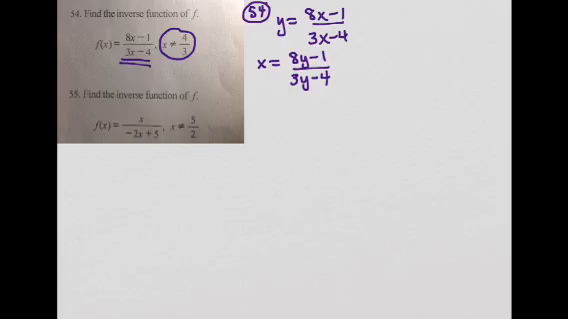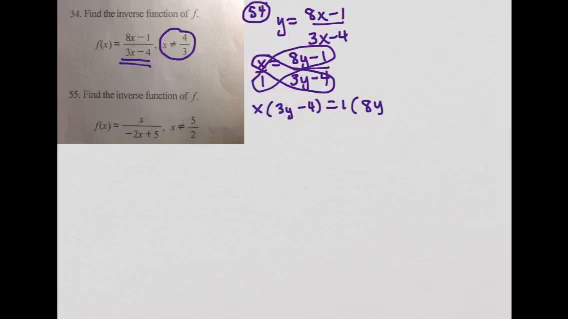Okay, so now our goal is to get the y's together to solve for y, right? So I'm going to make this into a proportion like that, and I'm going to multiply these two and set them equal to the product of these two, right? So that's going to be x times 3y minus 4 equals 1 times 8y minus 1. Distribute. Let me put the 3 first. So it's going to be 3xy minus 4x equals 8y minus 1.